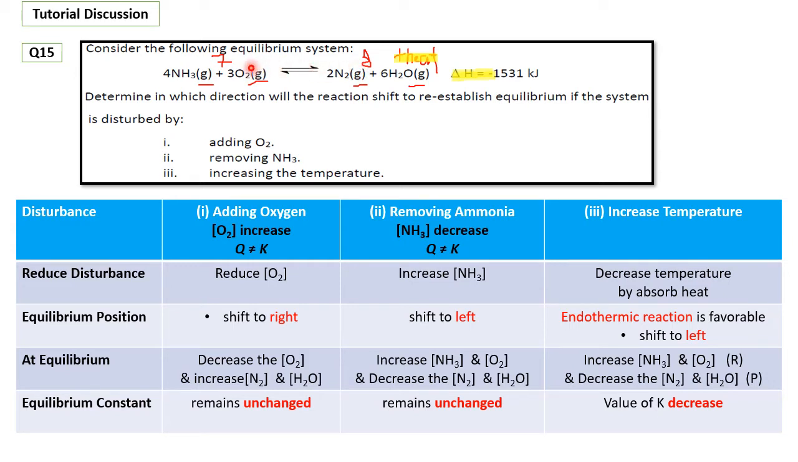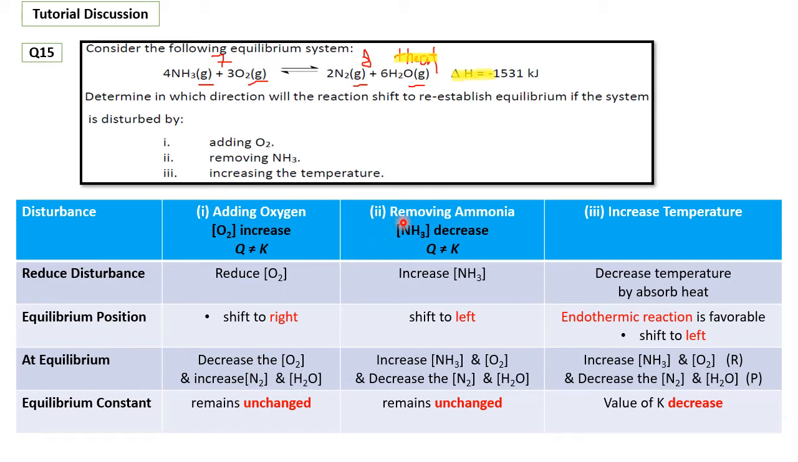When the equilibrium position shifts to the right side, the concentration of nitrogen and steam increases. Then the concentration of oxygen and ammonia decreases. Kc remains unchanged because Kc is not affected by concentration.